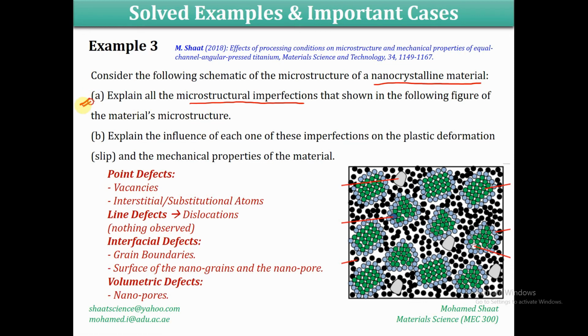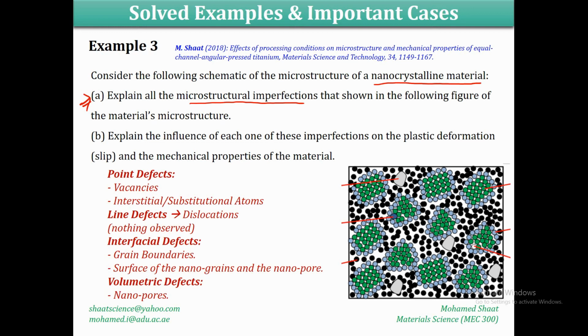So let us focus on the first part and explain the different imperfections that we can observe. As we explained in chapter 4, we have point defects. These point defects could be vacancies, interstitial atoms or substitutional atoms. Can we see any of these defects within this microstructure of a nanocrystalline material? Yes, there are some of them. If we observe this grain, we said that these point defects are related to one missing atom or an extra atom. It means that it is related to one point within the crystal structure.